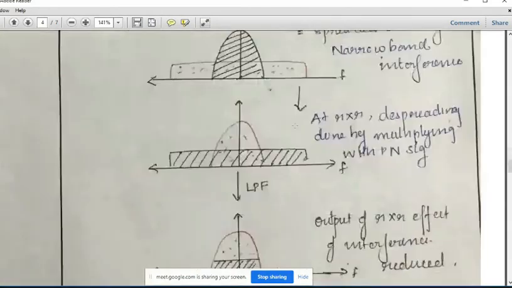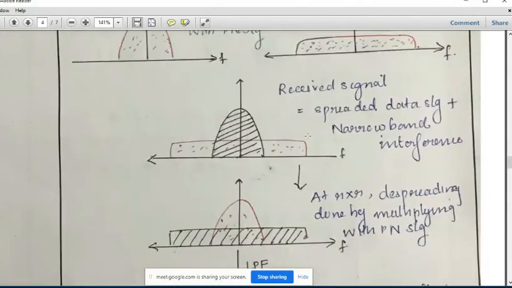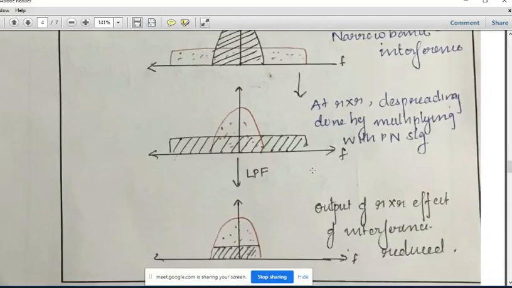And this red color is the B of t, and this black color is nothing but our wideband interference. Now it has become wideband because it is C of t into I of t, and this is our interference. At the receiver, despreading is done by multiplying with the PN signal. So now this Z of t is passed through a low pass filter, and at the output of the receiver, the effect of interference is reduced.